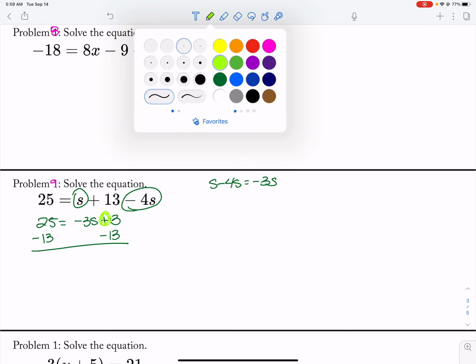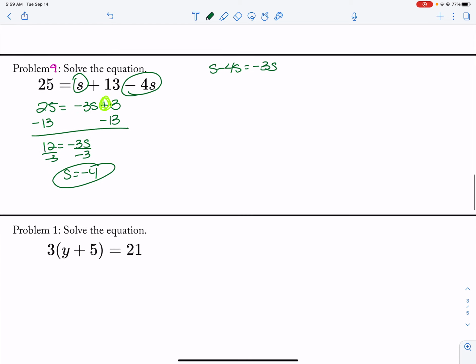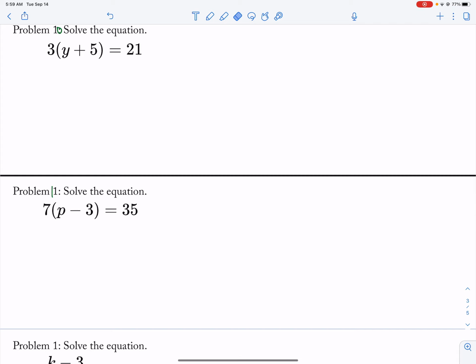Okay. So I get 12 is equal to -3s, divide by -3, and I get s is equal to -4. Okay, this should have been problem 10. This should have been 11.